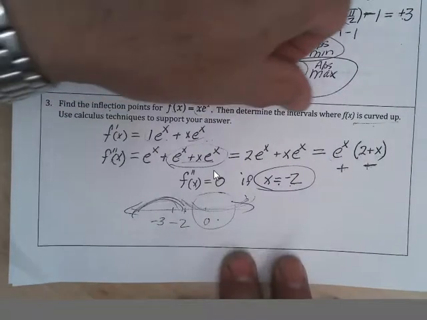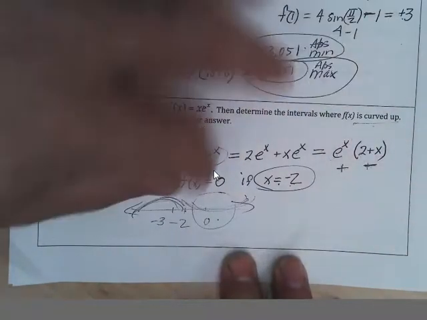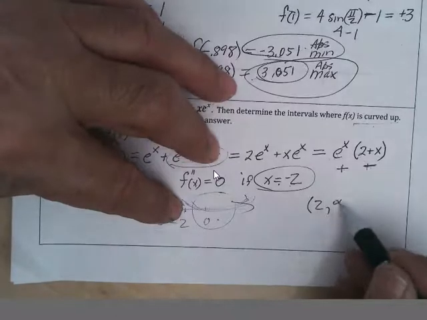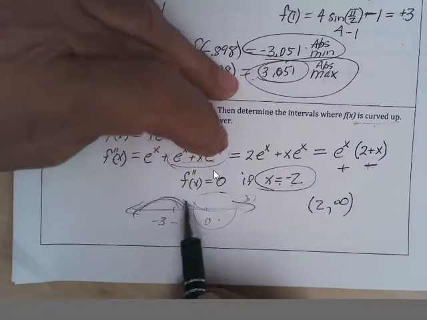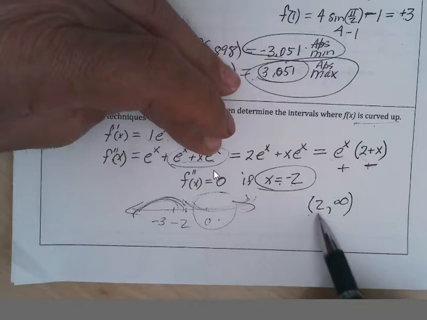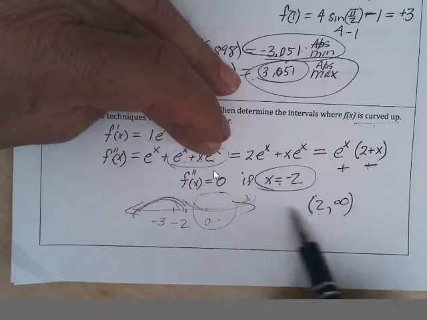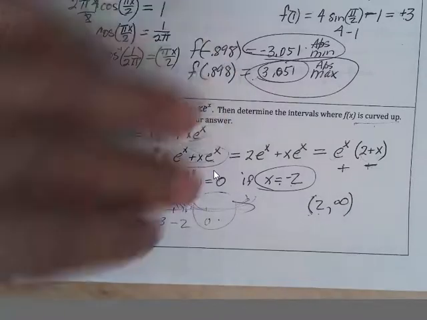So determine the intervals where it is curved up. Well, it's on the interval from -2 to infinity. At -2, it's changing, so we do not include it. It just starts after -2, it's curved up. At -2, it's changing, and below -2, it'd be curved down.